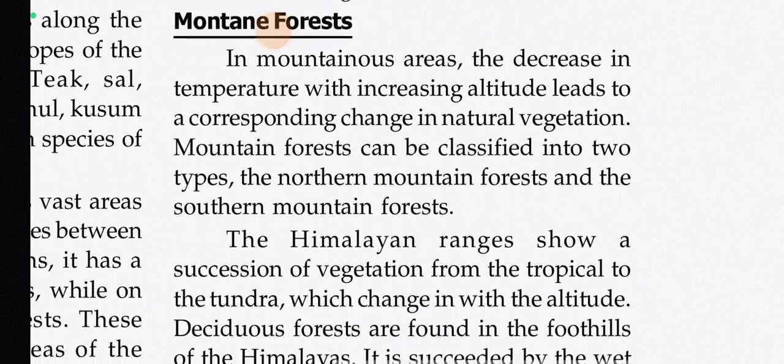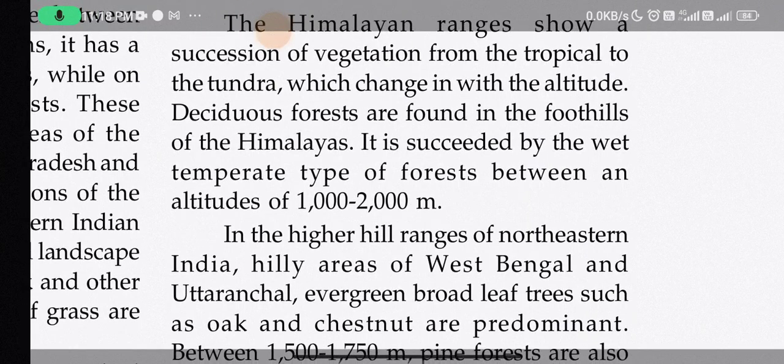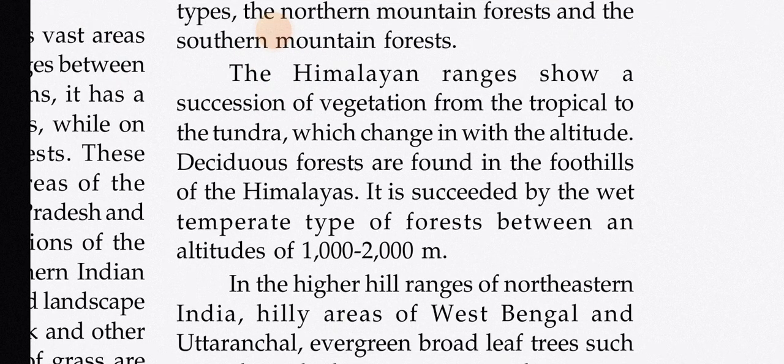Next is mountain forests. In mountainous areas, the decrease in temperature with increasing altitude leads to a corresponding change in natural vegetation. Mountain forests can be classified into two types, the northern mountain forest and the southern mountain forests. The Himalayan ranges show a succession of vegetation from the tropical to the tundra, which changes with the altitude. Deciduous forests are found in the foothills of the Himalayas.